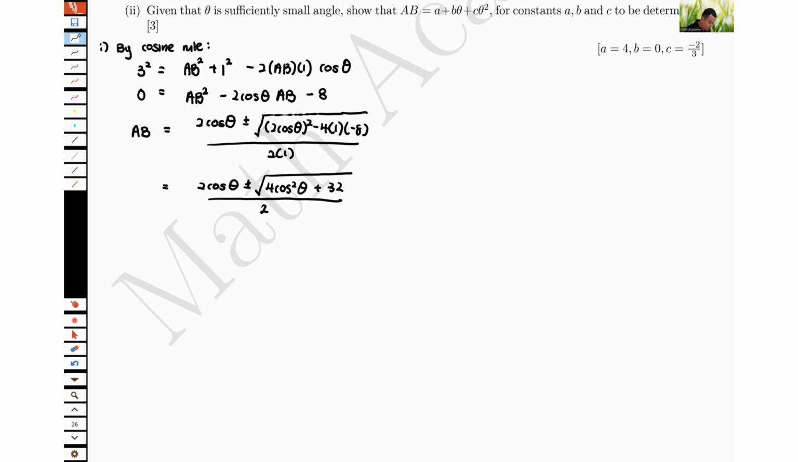Okay, let me simplify the coefficients first. There is a 2 at the top and bottom, and even in the square root, we can take out a common factor. There's a common factor of square root 4 inside that square root. So I take out square root 4 so that we get cos squared plus 8. These common factors cancel out. Root 4 is also a 2. So these numbers will directly cancel out. On the next line, we will just get cos theta plus minus square root of cos squared theta plus 8.